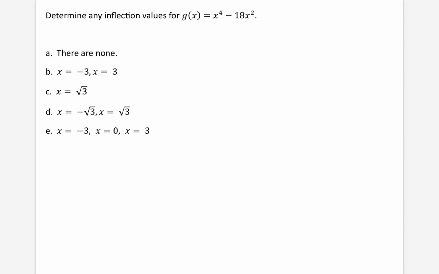So let's determine any inflection values for g of x equals x to the fourth minus 18x squared. So what are inflection values? Well, those are going to be values of x in the domain of the function where the concavity of the function changes. In other words, where the second derivative goes from being positive to negative or negative to positive.